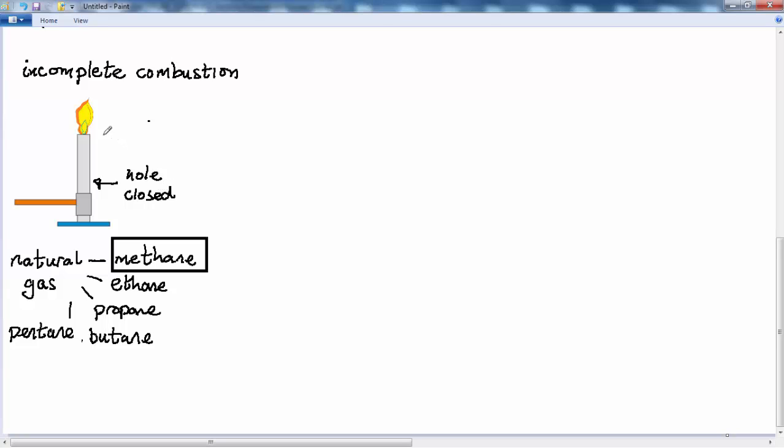So what's going on here is we're getting incomplete combustion, and when that takes place we have the alkane plus oxygen. We've got limited supply, and now you're getting a number of other products as well as the water and carbon dioxide. So first of all, we're going to get carbon. That's going to be in the form of soot.